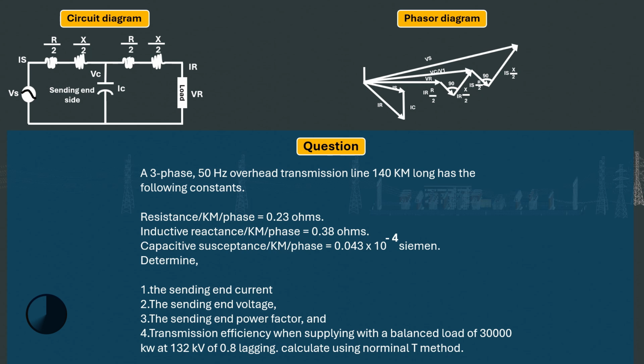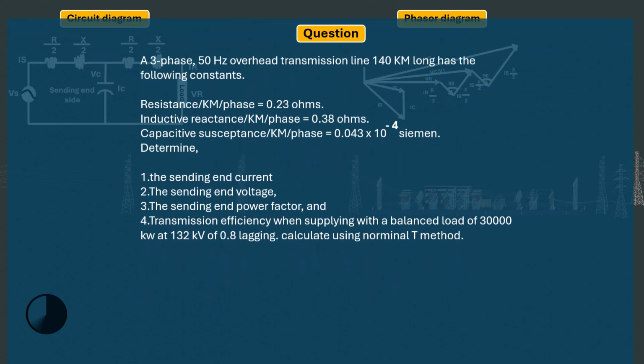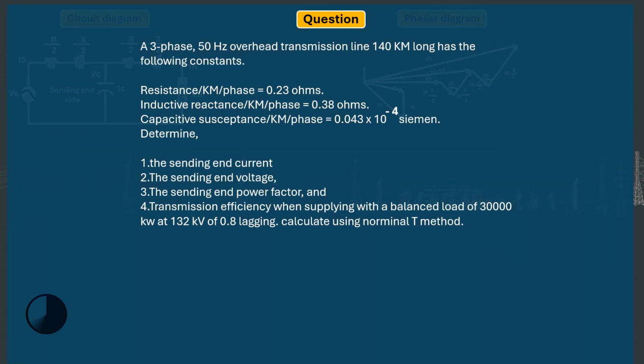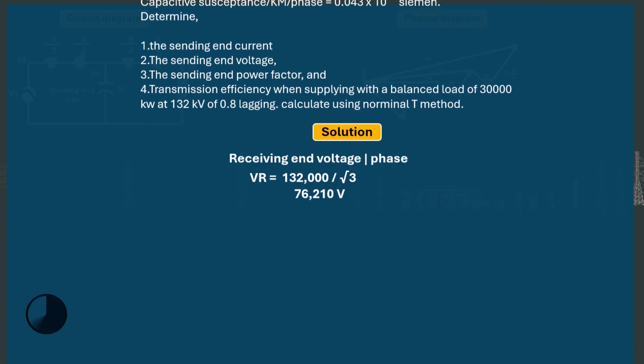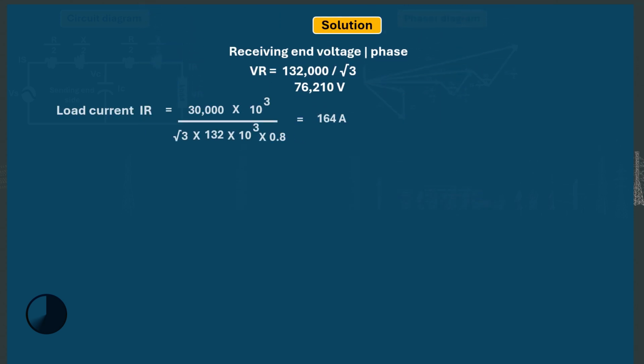Before we start, let's convert the current and voltage to phase values. So the receiving end voltage will be 132,000 divided by root 3. The resultant of this arithmetic calculation will equal 76,210 volts, while the receiving end current IR flowing through the circuit is equal to 30,000 times 10 raised to power 3 all over root 3, multiplied by 132 times 10 raised to power 3 multiplied by 0.8. The resultant of these will equal 164 amperes.